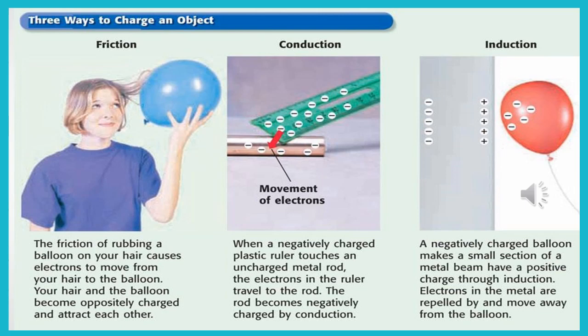The rod becomes negatively charged by conduction because it accepts electrons from the ruler.